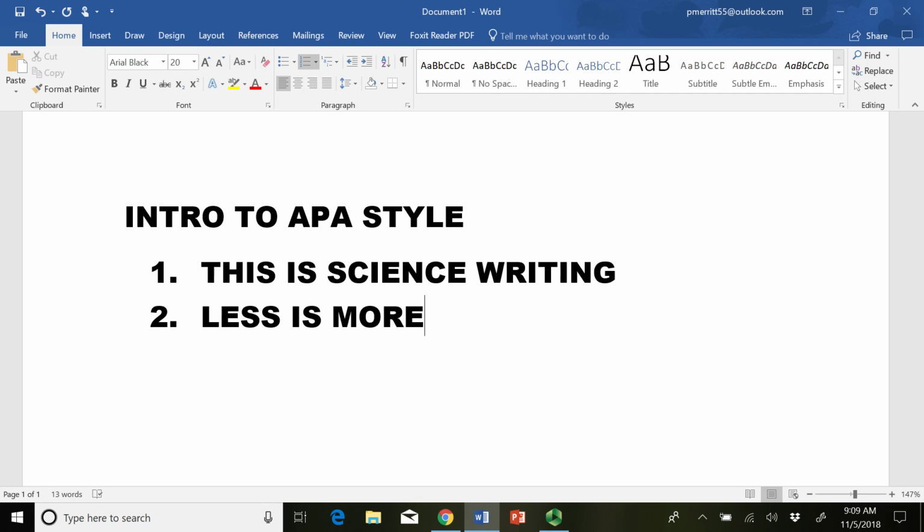So again, this is science writing. This is very much a less is more type of writing style. So you want to read through your papers and look at them with a critical eye and see, is this sentence necessary? Is it redundant? Is it repetitive? Because if it is, get rid of it. APA style is a different kind of writing. This isn't, I need to fill 5 pages. This is, I need to convey this information.